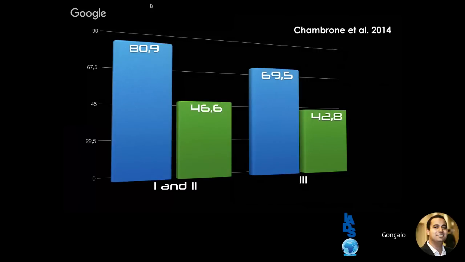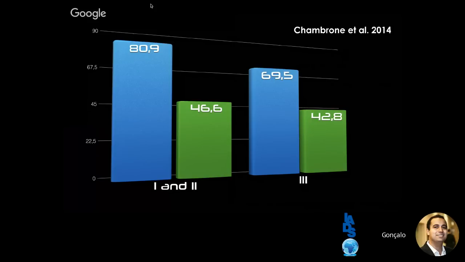If we again take a look at the evidence, in class 1 and class 2, the mean root coverage that we can achieve is 80%, according to the systematic review by Chambron. In class 1 and 2, the more favorable gingival recessions, because you don't have attachment loss, you can have a mean root coverage of 80%. That's the blue column. If you take a look at the green one, you see that in just 46.6% you have complete root coverage. So even in class 1 and 2, you can have a mean root coverage of 80%, which of course is high, but just in 46% do you have complete root coverage. Even in those perfect cases, in many situations, you don't have complete root coverage.